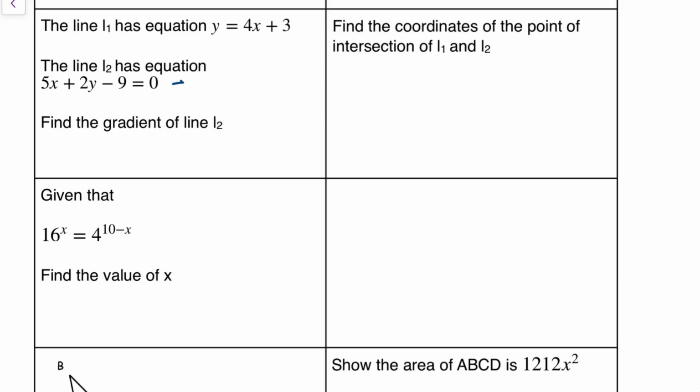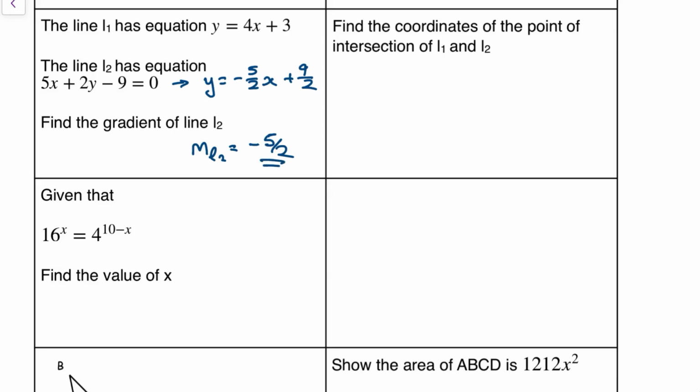And the way I'm going to do that is I'm going to rearrange this equation here. So it says y equals. I'm going to do it in one go. So we're going to move the 5x to the other side and divide by 2. So that's minus 5 over 2x. I'm going to move the 9 to the other side, so add 9 to both sides and divide by 2. And that's going to tell me the gradient of line 2. So M L2, the gradient of line 2, is minus 5 over 2. Not too bad if you can rearrange.